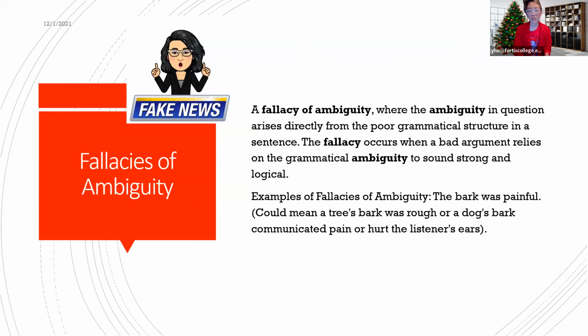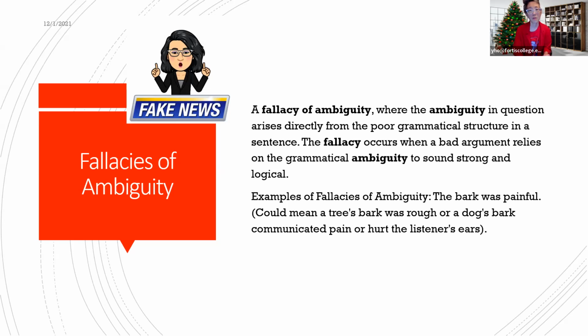Fallacies of ambiguity is where the ambiguity in question arises directly from the poor grammatical structure in a sentence. The fallacy occurs when a bad argument relies on the grammatical ambiguity to sound strong and logical. And this is very relevant in slippery slope arguments and in circular arguments.